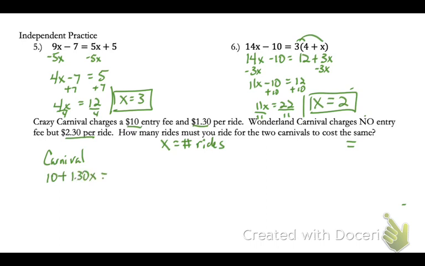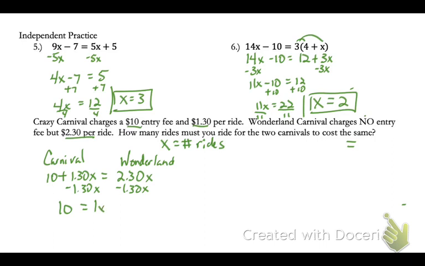So for Crazy Carnival, I have a $10 entry fee plus $1.30 per ride. So I'm going to be multiplying. So that'll be on the left side of our equal sign. Now on the right side will be an expression in math for what Wonderland charges. So there's no entry fee, no $10, but it's $2.30 for each ride. So we'll be multiplying. I've set them equal, and now I can solve for x, which is the number of rides, which tells me how many rides a person can ride and still have it be equal.